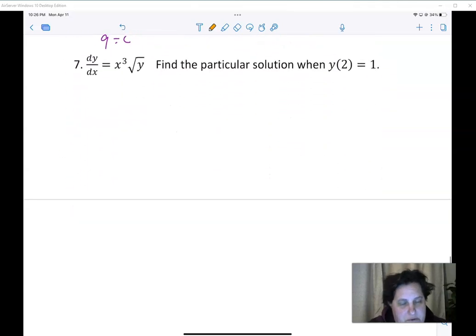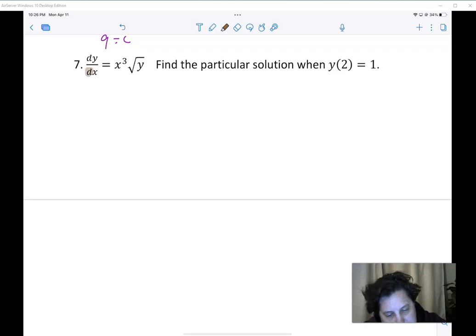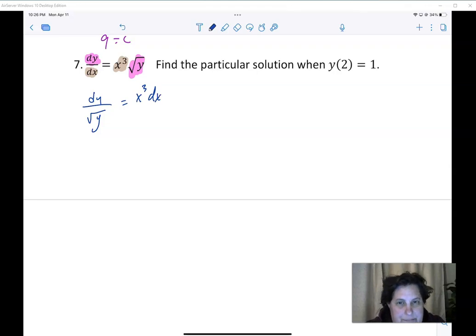Cool. Let's look at this last one here. Let's separate this bad boy. Let's see. dx with x, right? dy with y. Okay. When I separate this, I'm going to get dy over the square root of y, and then x to the third dx. All right?